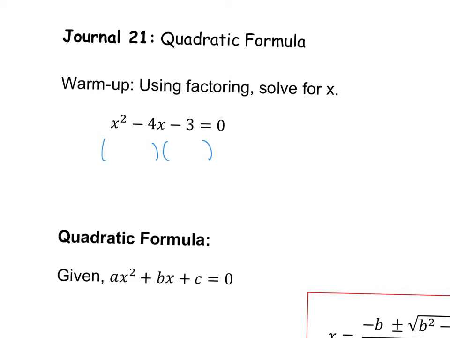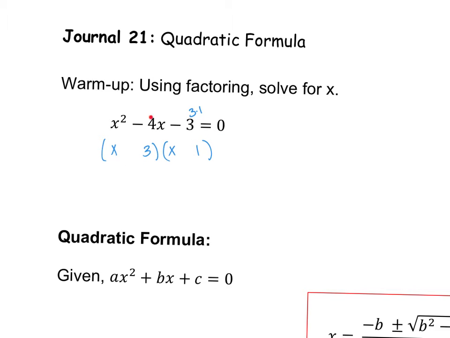And 3 doesn't have a lot of options. You can only have 3 times 1 to give you 3. So those are going to have to be the numbers that we work with, and we'll put the x's in front. The next thing that I notice here is that we need a -3. So in order to get a negative number, one of these numbers had to have been negative and one of them has to be positive.